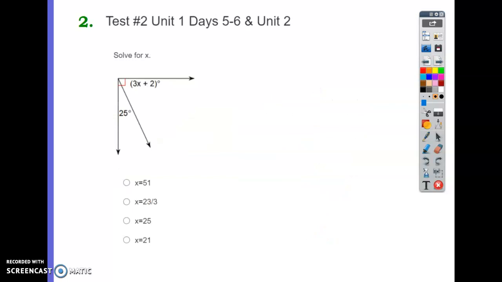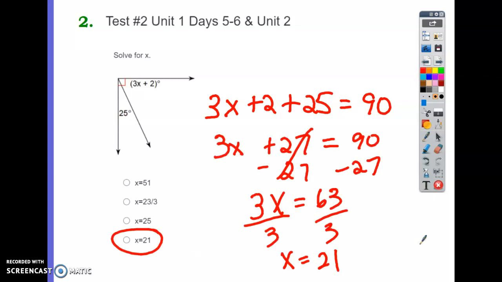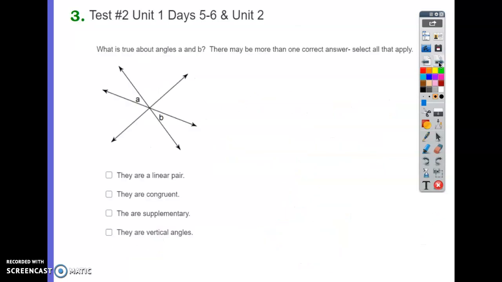Number 2. These two angles add up to 90 degrees, as shown in the diagram. So we go ahead and write our equation. That's the geometry. Now we solve it. That's the algebra. And when we do so, we get x is 21. You can pause this if you want to look at this longer.